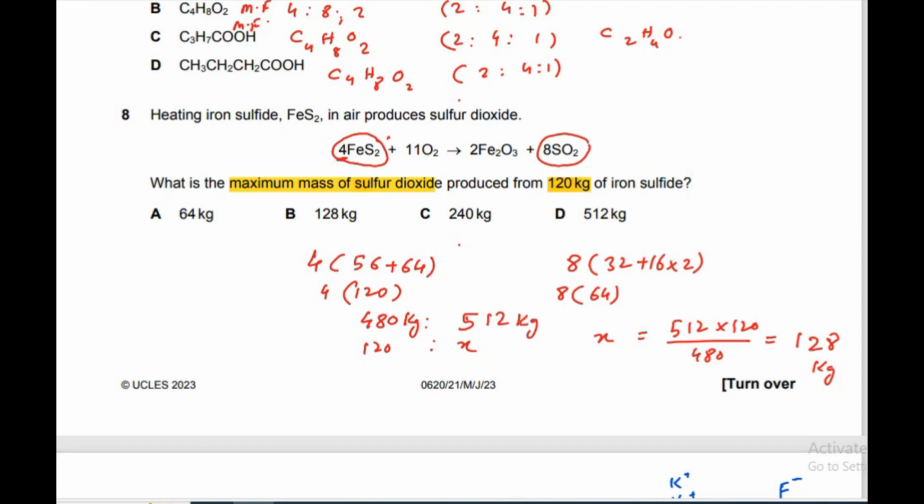So if you use 120 kg, how many kg of sulfur dioxide can be produced? If you cross multiply, 512 times 120 divided by 480, you will get the answer. So 128 kg can be produced.